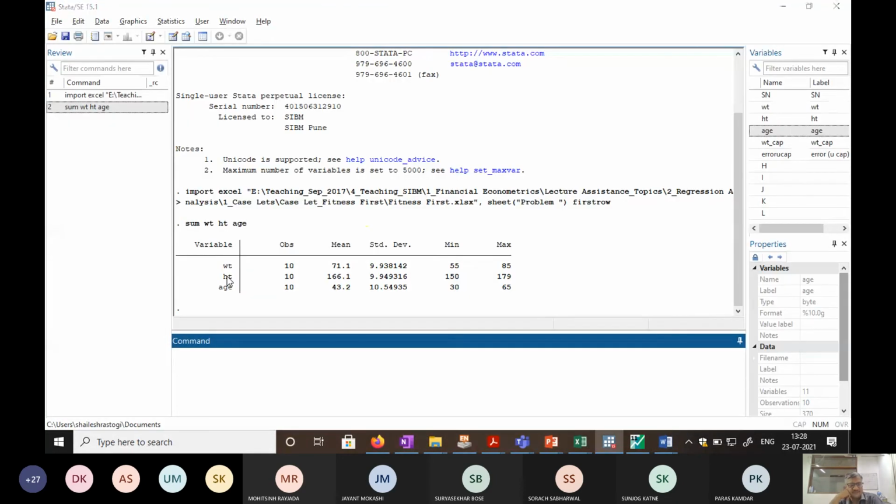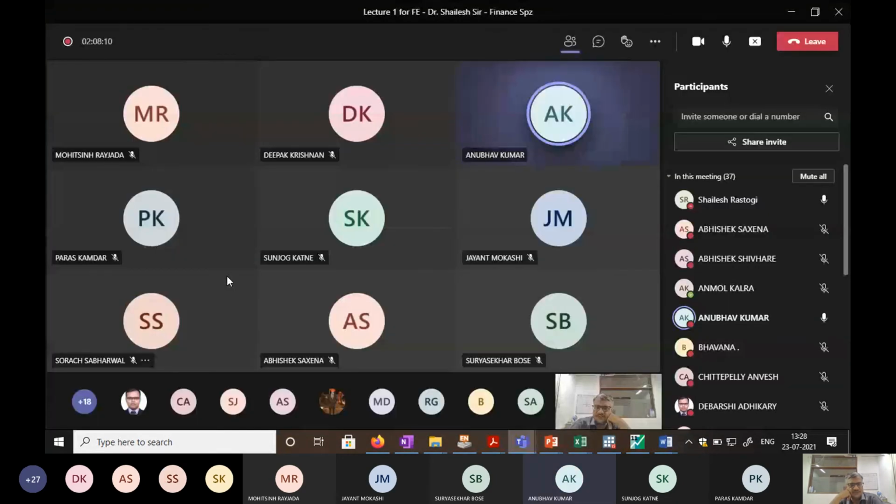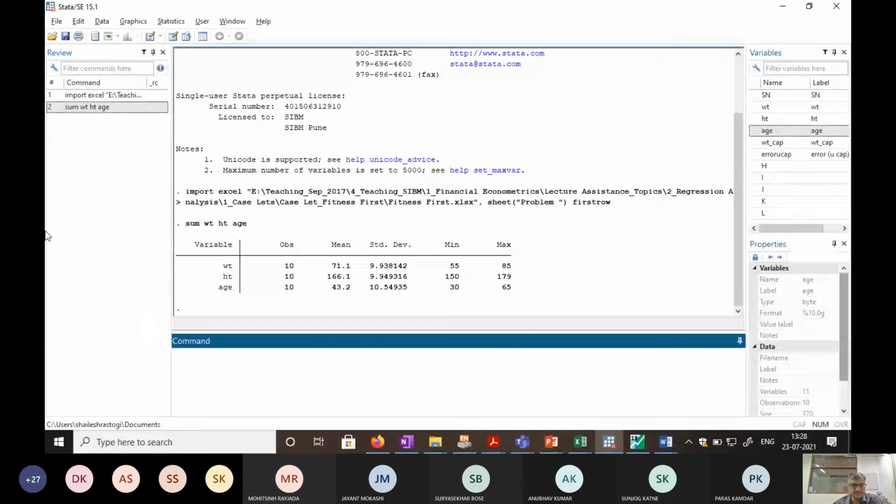eViews, we have this. Can you open eViews? Can you open Stata? eViews. Yes, sir. So if we have the eViews, this much will come. Whatever comes, you cancel it.